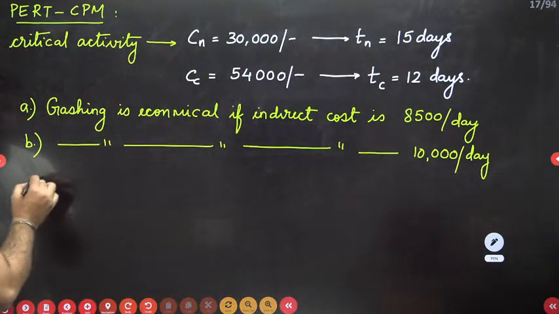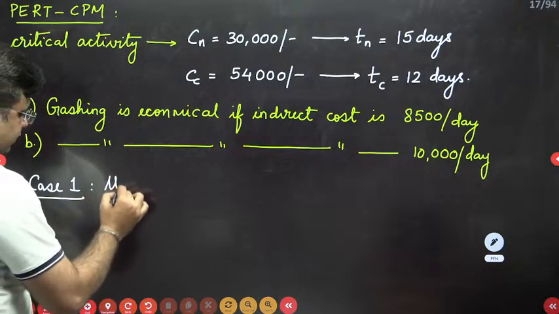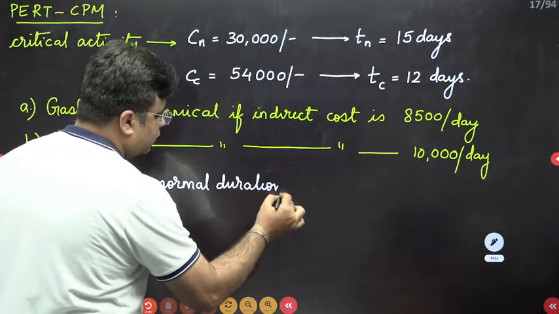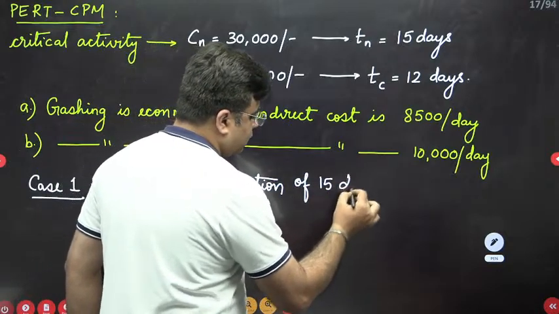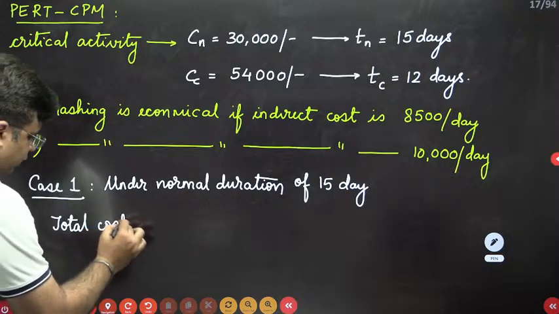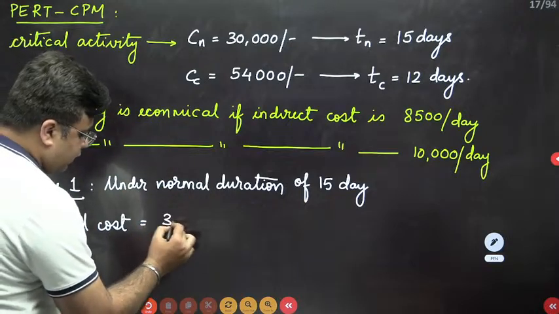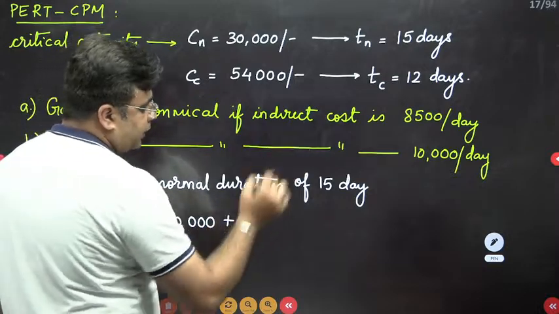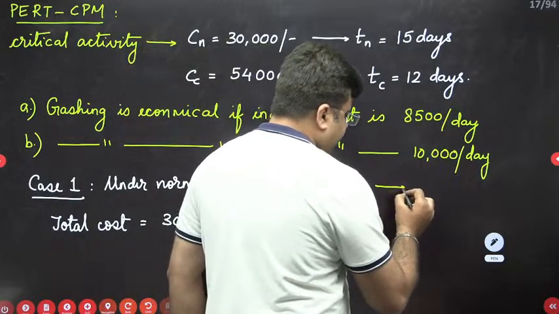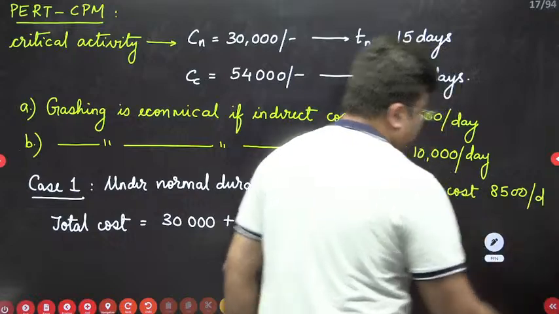So under normal duration, total cost of the project, this is my case 1. Under normal duration of 15 days, the total cost of the project is how much? Total cost will include the direct cost and the indirect cost. Direct cost is 30,000 plus indirect cost will be 8,500 multiplied by 15. This is when you have taken indirect cost as 8,500 per day. Okay, so you can calculate this.